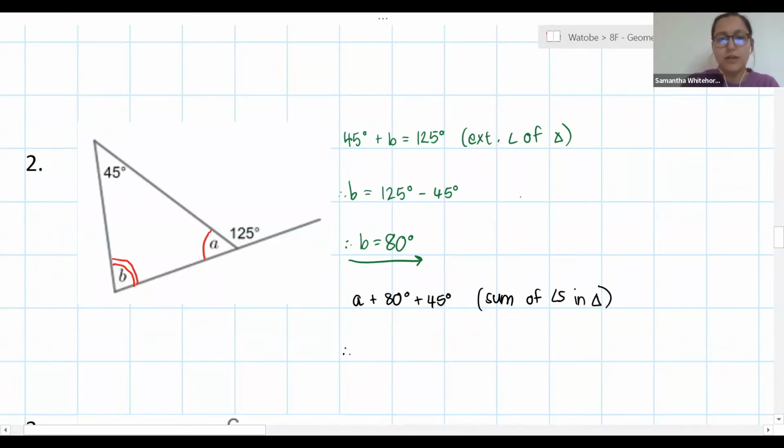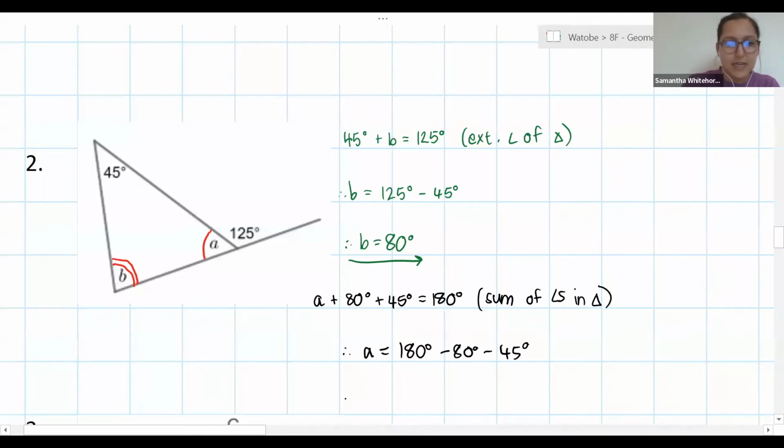Oh, sorry, I made a mistake. You can keep going. And then A is equal to 55. Perfect. Sorry, guys, I forgot to write the equals 180. Right, so A is equal to 180 minus 80 minus 45, exactly. And so A is equal to 55 degrees. Awesome, well done.